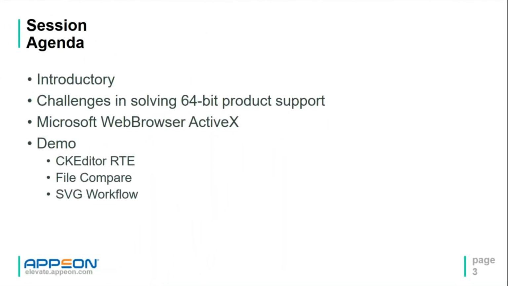I will share the challenges we had to go through to compile our PowerBuilder applications in 64-bit. We'll focus more on visual components, and I will demo web components that replaced original 32-bit ActiveXs using Microsoft web browser ActiveX. And I will explain how to do it.